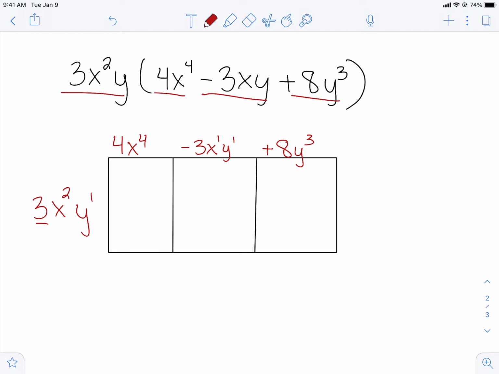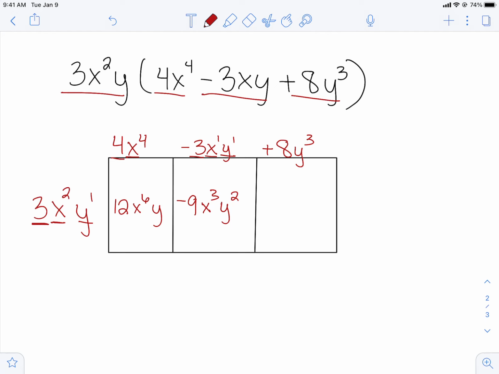So first box, we take 3 times 4, we get 12. X squared times x to the fourth, we add. 4 plus 2 is 6. And there's no y, so the y just tags along. Okay, next, we take 3 times negative 3. We have a negative 9. We have x squared times x to the first. 2 plus 1 is 3, so we have x to the third. We have y to the first times y to the first. We add. 1 plus 1 is y squared.